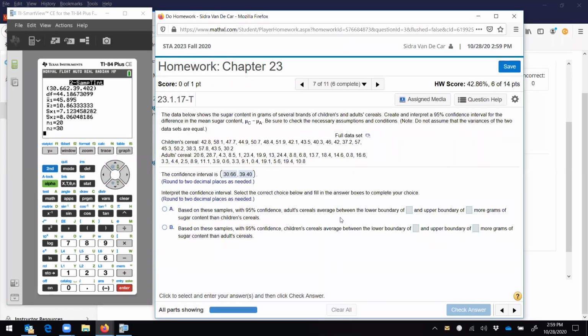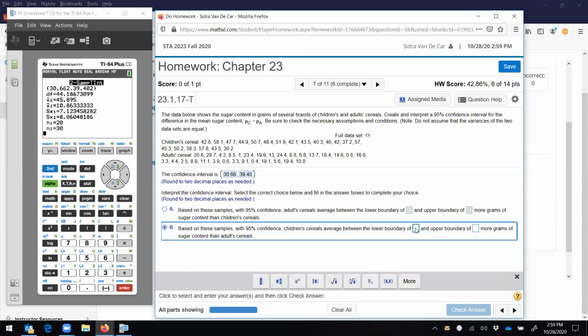All right, let's interpret the confidence interval. Based on the sample with 95% confidence, the children's cereal had more grams, with a lower boundary of 30.66 and an upper boundary of 39.4.